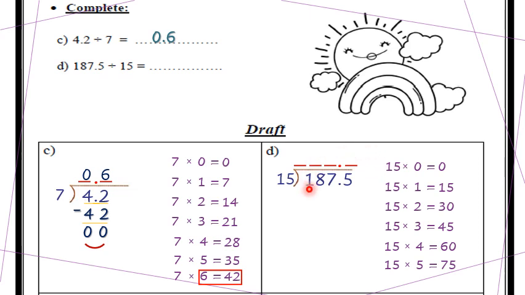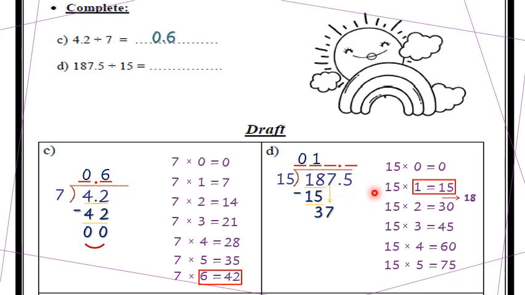Let's start. 1 divided by 15, can I? No, it equals 0. I can't. So let me select the next digit to become bigger. 18 divided by 15. Let me see here in the tables. 18 is between 15 and 30. I will choose the smallest and nearest. So I'm going to write 1 up. 1 multiplied by 15 equals 15. Let's make subtraction. 18 minus 15 equals 3 and 1 minus 1 equals 0. I will not write it.